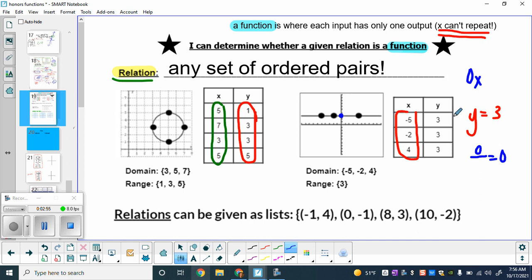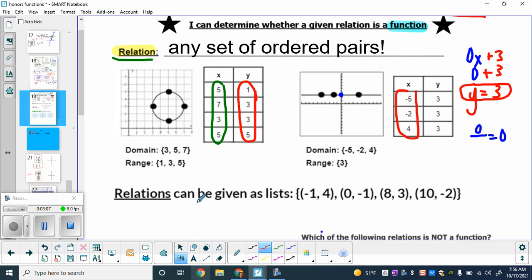0 times x is just 0. And then it crossed at the plus 3. So then 0 plus 3 is 3, and that's why we get the equation equals just a straight up number. Now relations can be given here as a graph. We could see the table of values, or we could see a list like this.